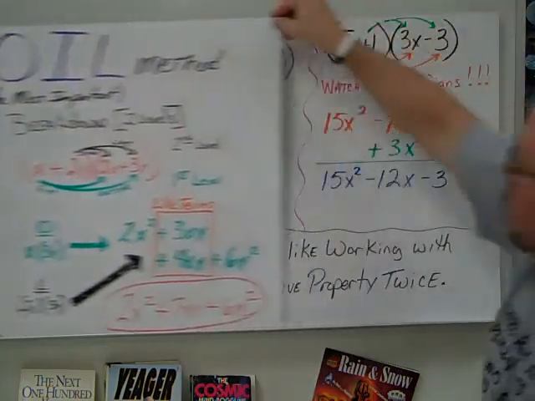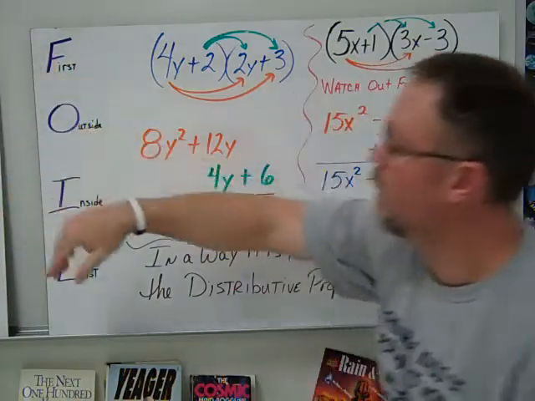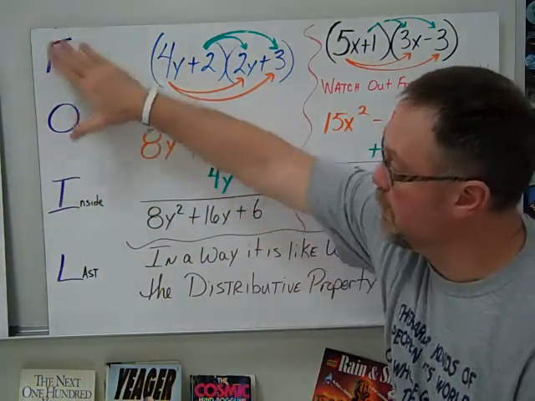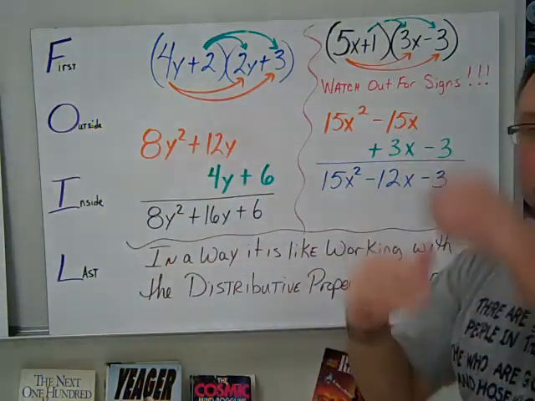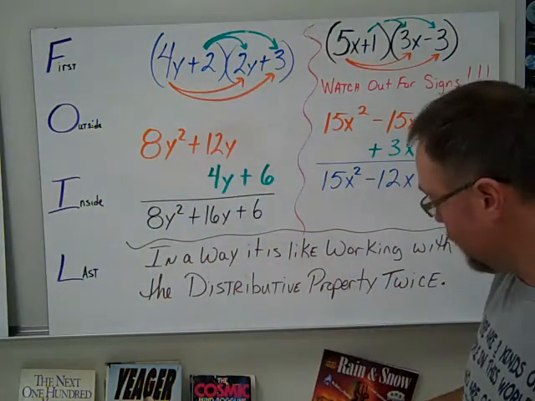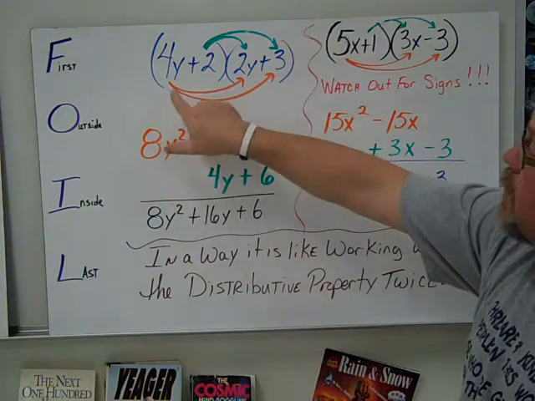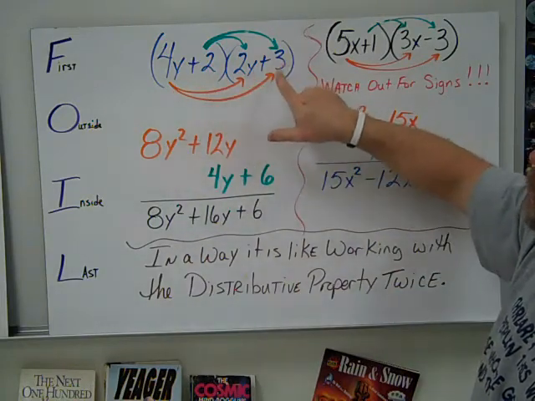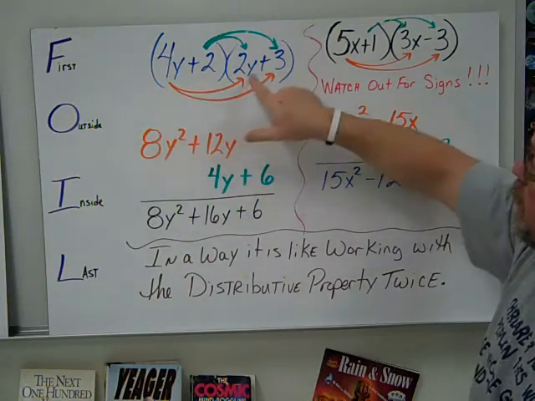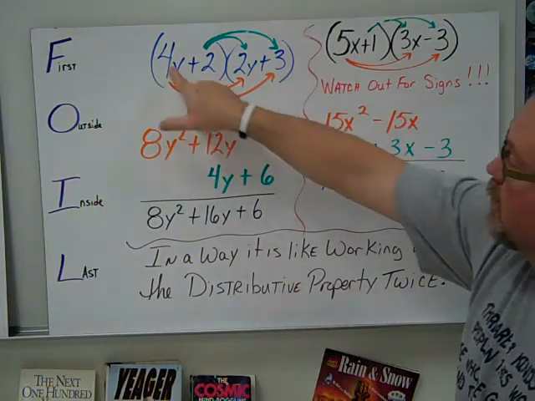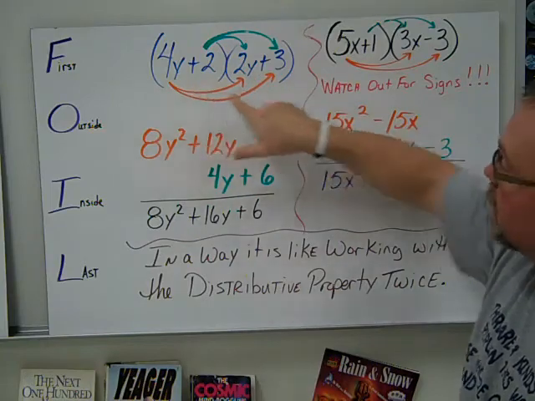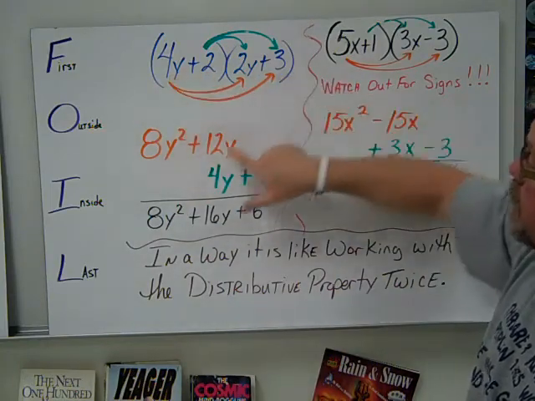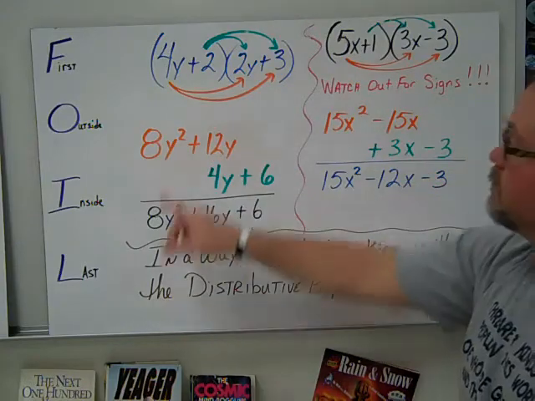So let's take a look at a problem just using that part of it. So again, first, outside, inside, last. First part up here, second part up here. So if you separate your arrows, this makes it a little bit easier to work with. So here's our problem. So 4y plus 2, 2y plus 3. So we're going to take our first and outside. So 4 times 2, y times y gives us y squared. Our 4y times our 3 gives us 12y.